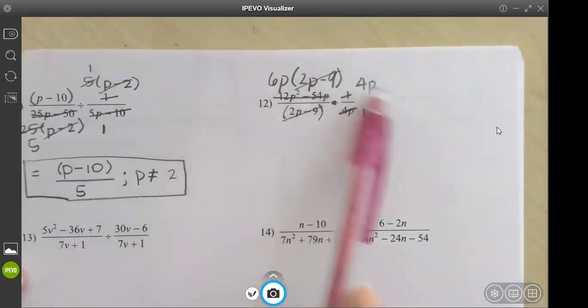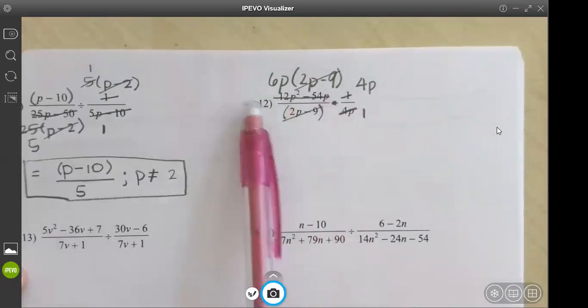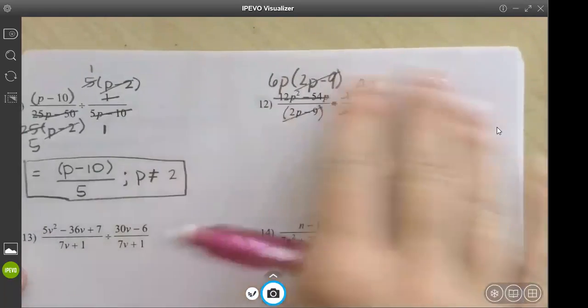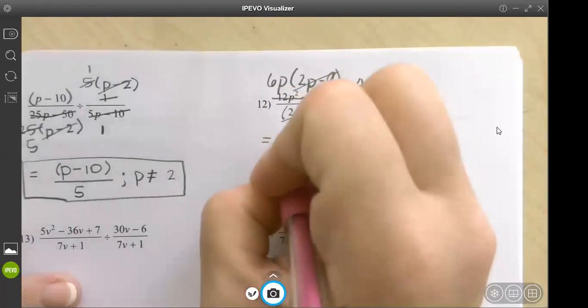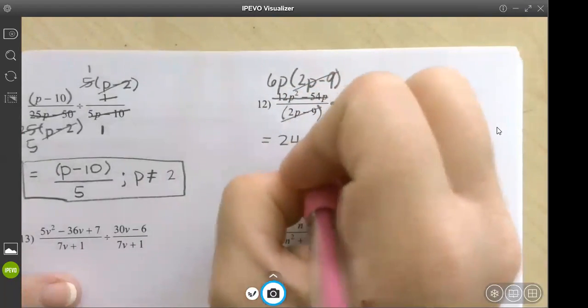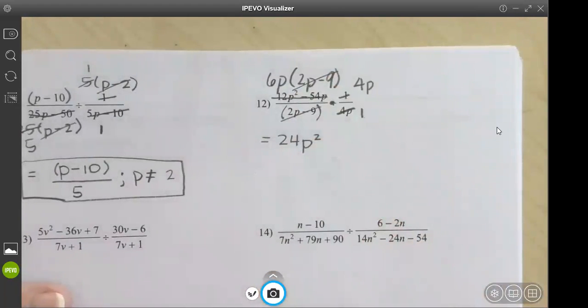No. They're both on top, right? The only way they'd mark out is if they were on bottom, say 1 on top, 1 on bottom. All right, so since they're both on top, we're just squishing them together. What's 6p times 4p? And on the bottom, the only thing I have left is 1. You can put it over 1 if you'd like just to see it. That's fine. But if you get a multiple choice answer, it's not going to have it.